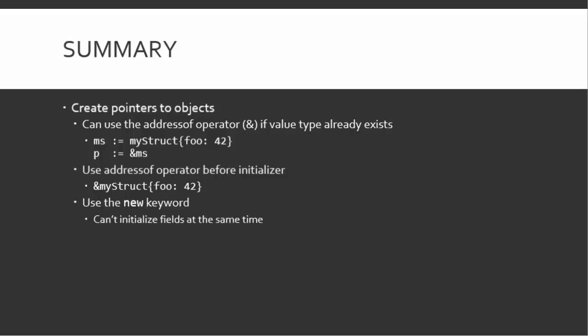We can also use the new keyword to initialize an object, but we can't initialize the fields at the same time. So the behavior is a little bit different because we're going to have to use the new keyword that's going to zero out all the fields in a struct, for example, and then we're going to have to come in later and initialize all the values.